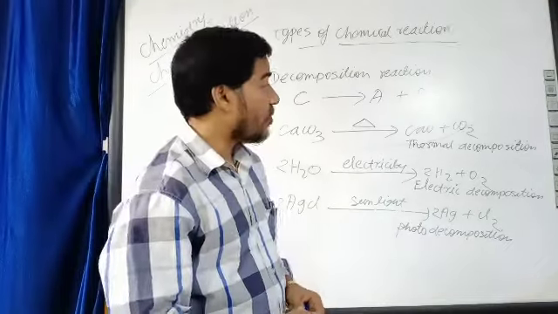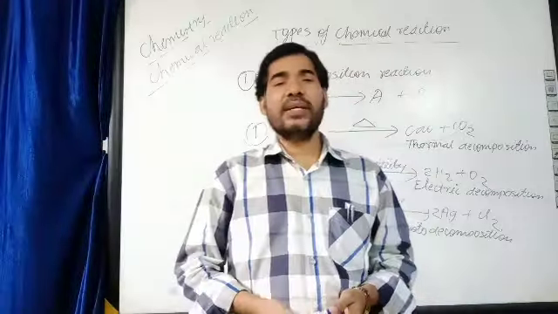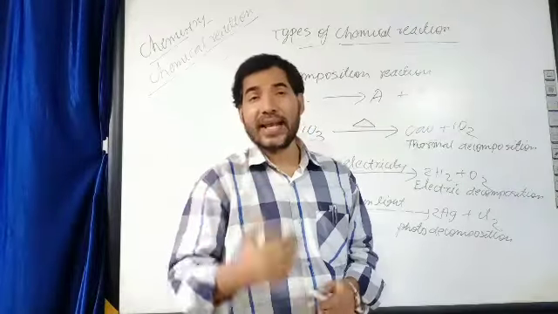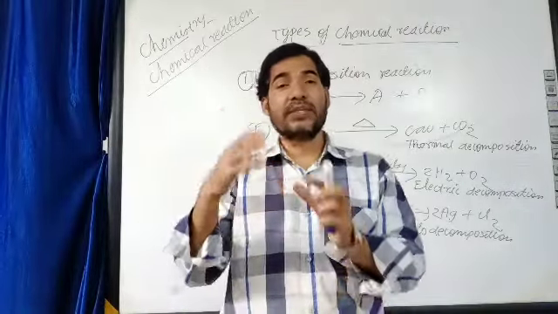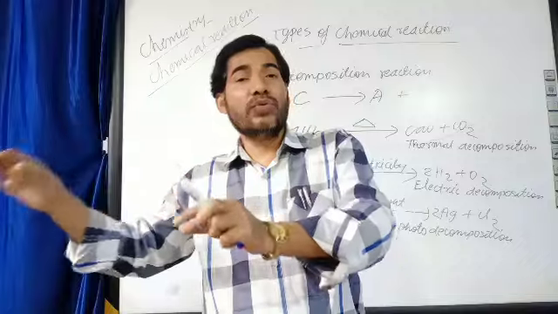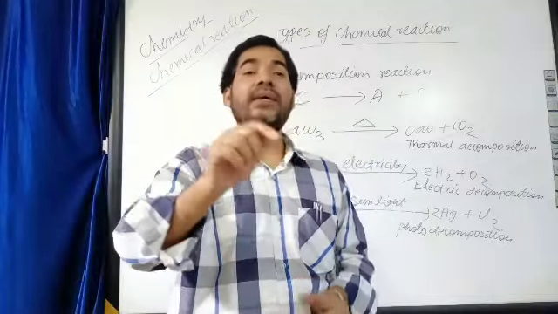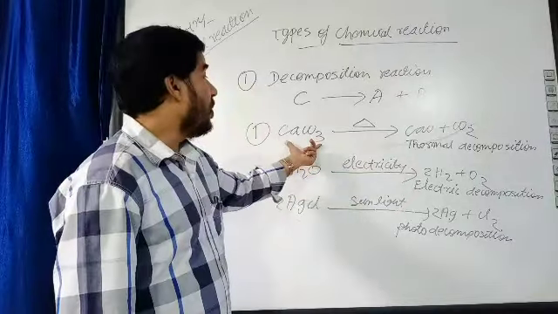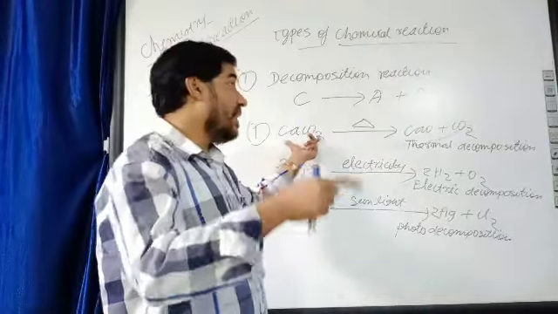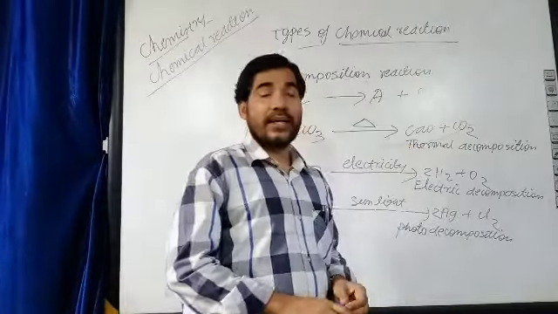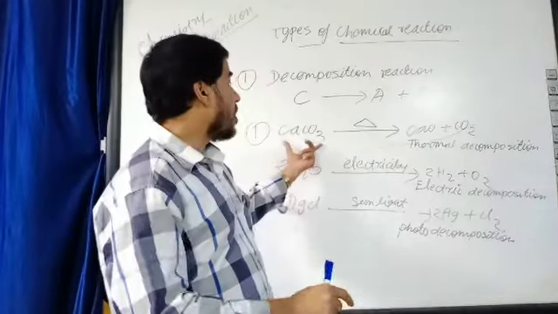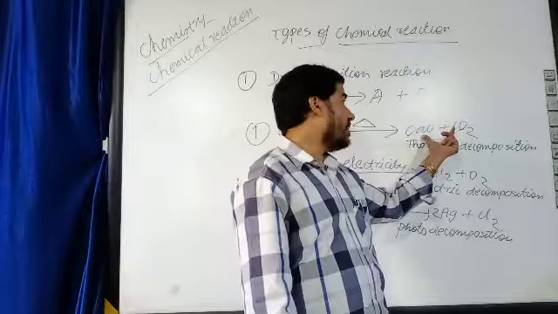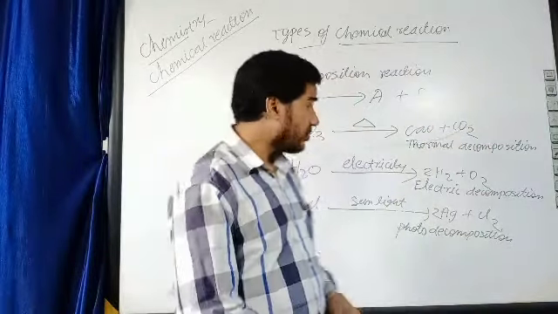And how will you define what is thermal decomposition reaction? It is very easy, it is very simple. Now listen, those chemical reactions in which a single substance breaks into two or more than two new substances on heating are called thermal decomposition reaction. Here you know, when calcium carbonate is heated, then it breaks into calcium oxide and carbon dioxide. Without heating, calcium carbonate cannot be divided into two new substances, calcium oxide and carbon dioxide.